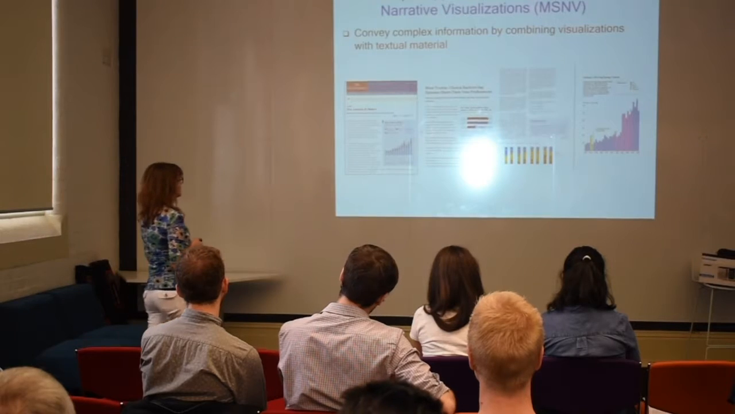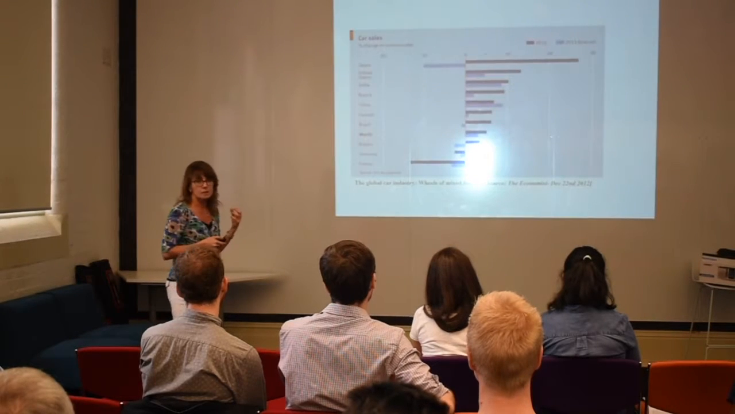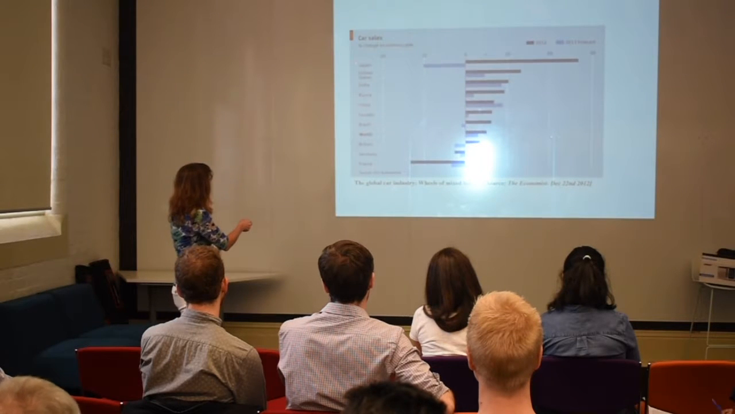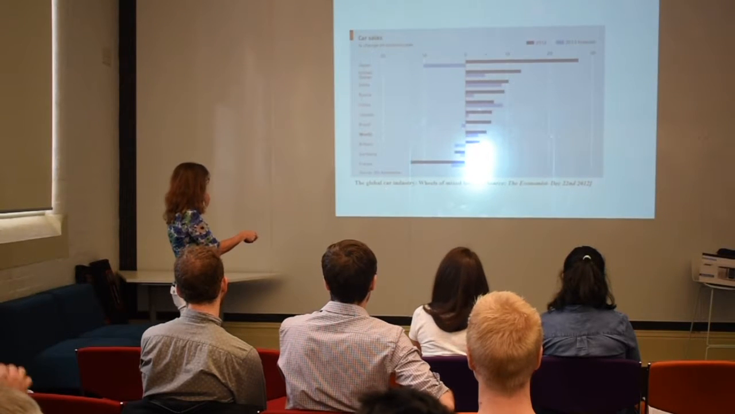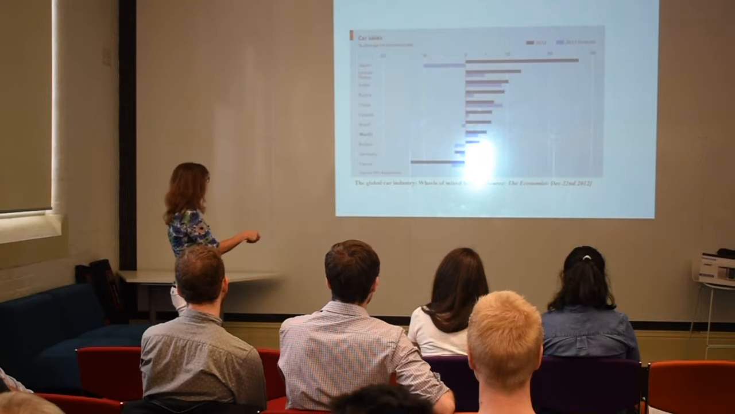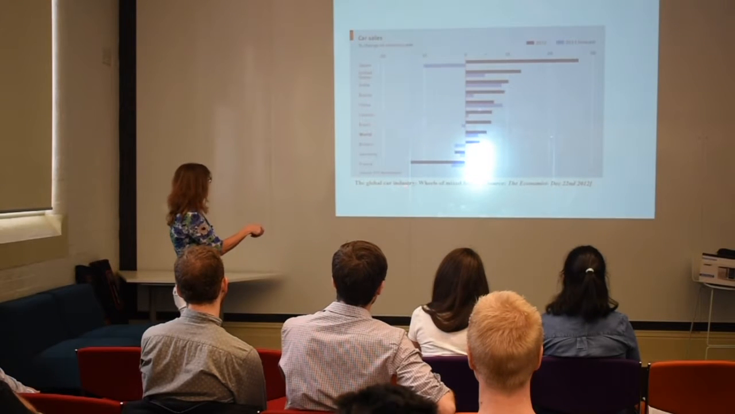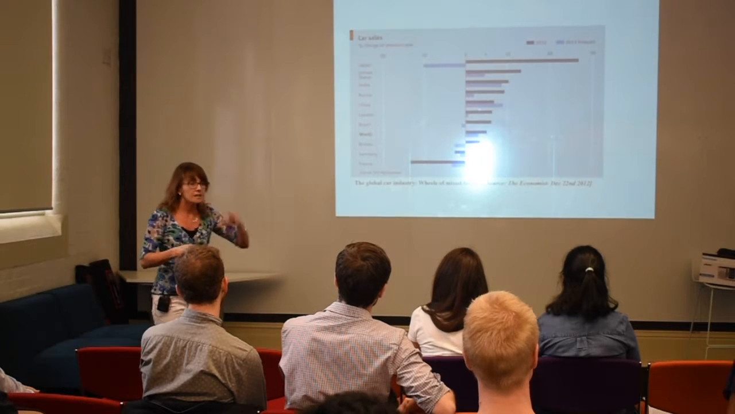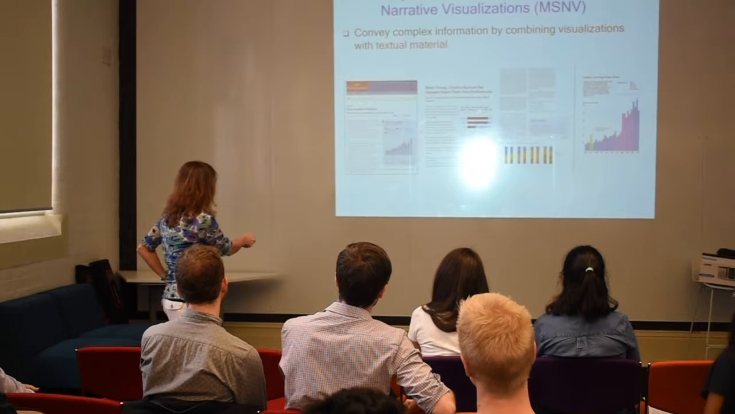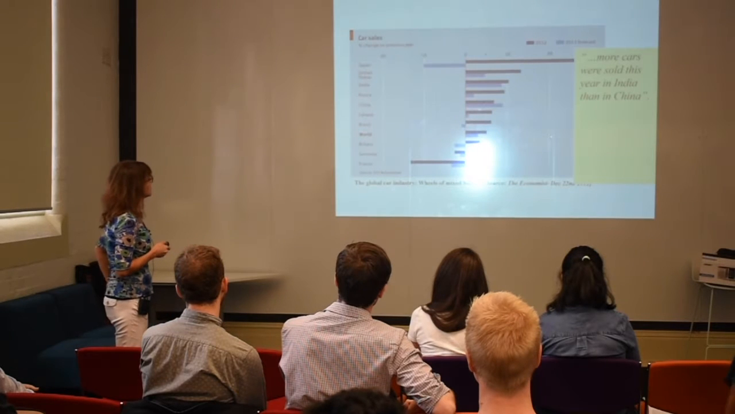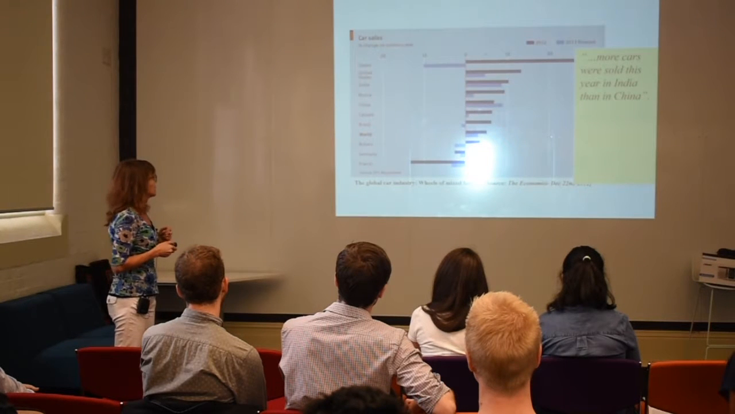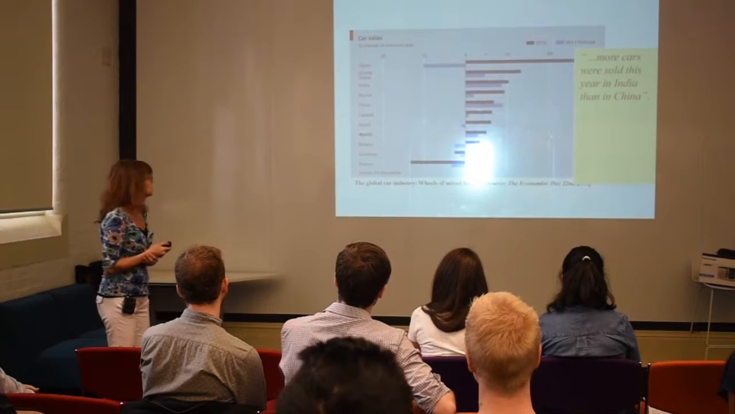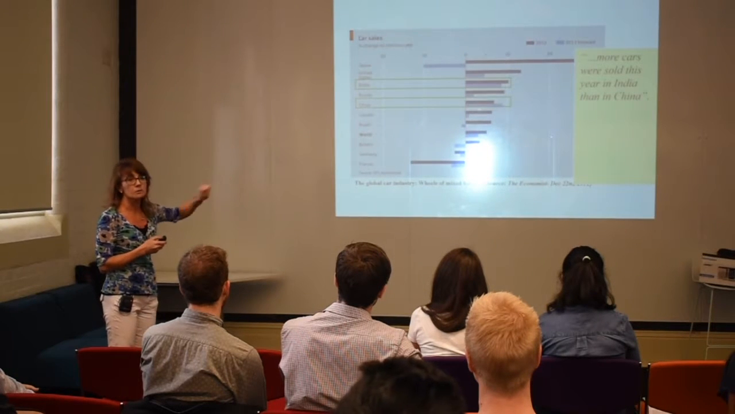And the main point is that often, so this is just from an Economist article, you have this graph that shows different trends in increase in the global car industry for different countries. And the full article is this, okay? But there are pieces in the article. Well, one piece says more cars were sold this year in India than in China. Okay, so these are these two bars, right?